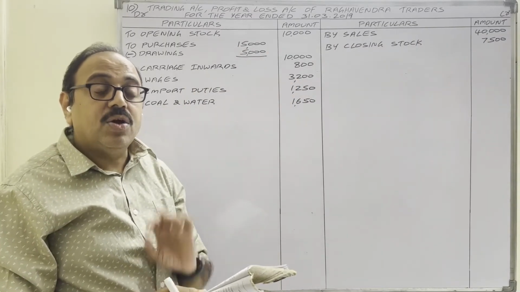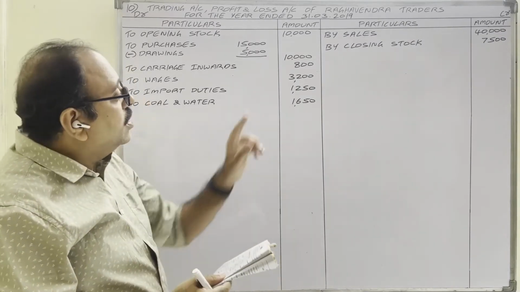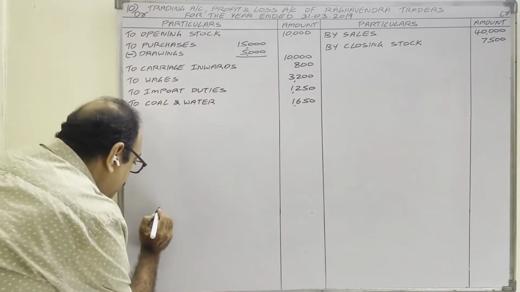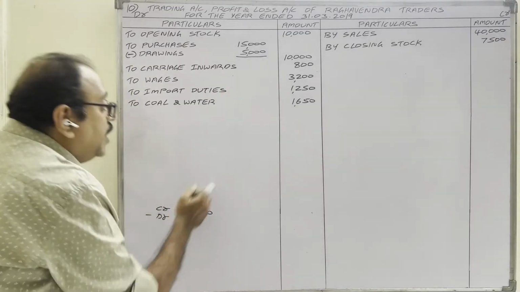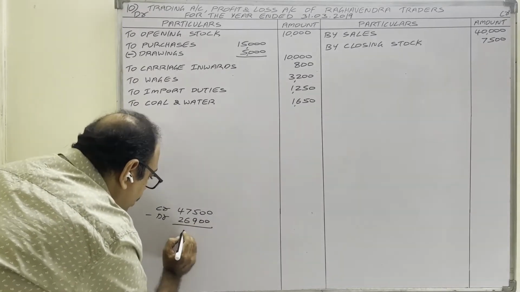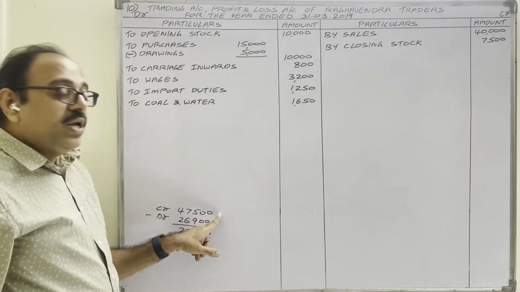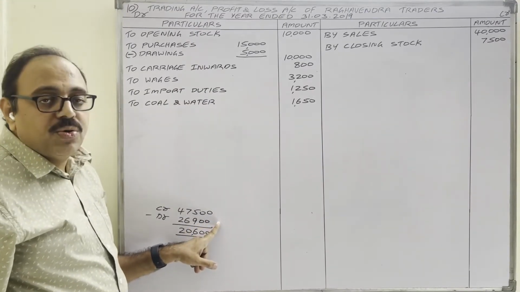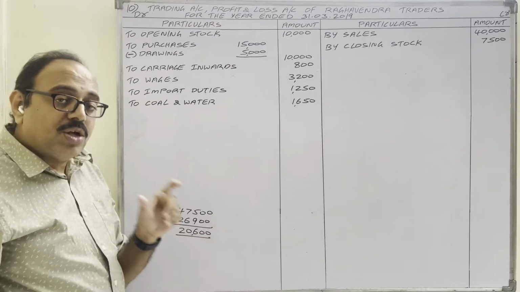Finally, we have to calculate gross profit or gross loss. Further, the two side totals we should calculate. See, the credit side total is more than the debit side total. In rough notes, first the credit side total we should write, then the debit side total. The credit side total is 47,500 and the debit side total is 26,900 rupees. Then the difference is 20,600 rupees. On the credit side we wrote income, on the debit side expenditure. Income total is more than expenditure total. Therefore, this final answer is profit. This profit is known as gross profit.